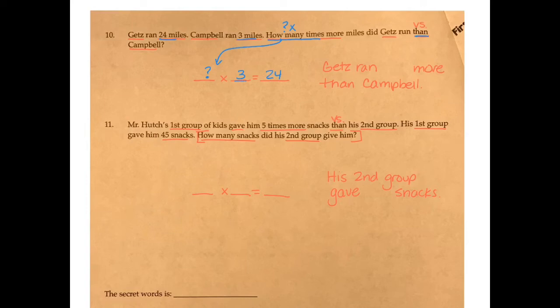Who is 3? We can see Campbell ran 3. Who is 24? That's Getz ran 24. Getz's multiplier is over here. So it's Getz versus Campbell. And so now you can see we can do what times 3 is 24, or you could do the inverse operation of 24 divided by 3 equals. So 3 times 8 is 24. So Getz ran 8 times more than Campbell. Pay attention to this question. How many times more miles? Getz ran 8 times more. Not 8 more, 8 times more.